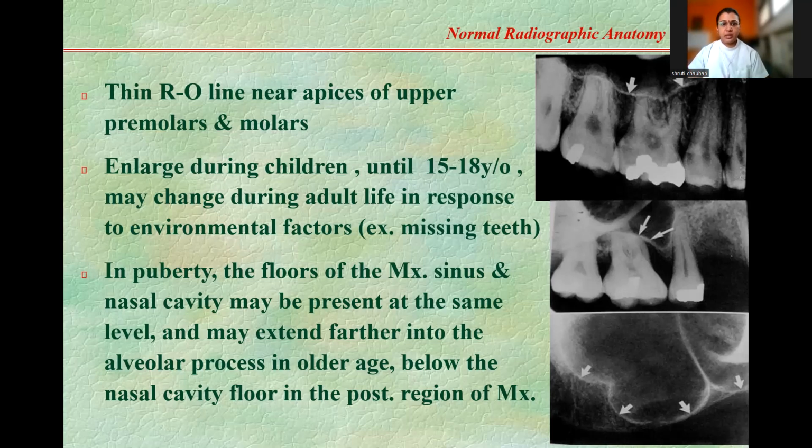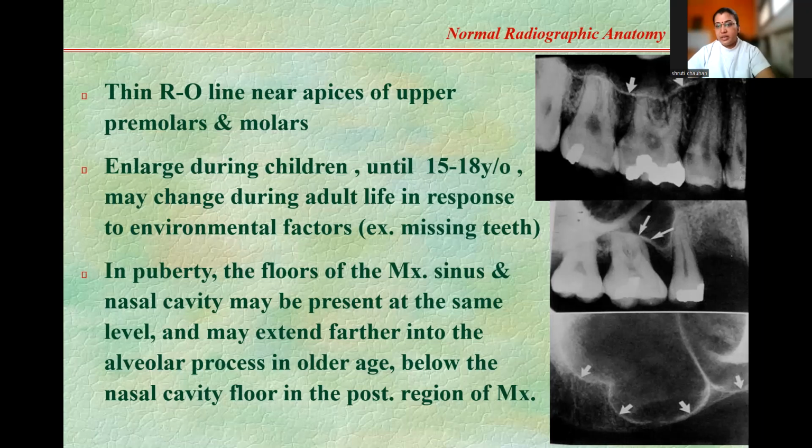Now in puberty, the floors of the maxillary sinus and the nasal cavity may be present at the same level and may extend further into the alveolar process in older age. So in puberty, the floors of the maxillary sinus and the nasal cavity may be present at the same level and they may extend further into the alveolar process in older age.